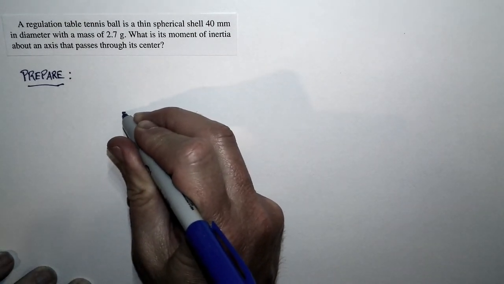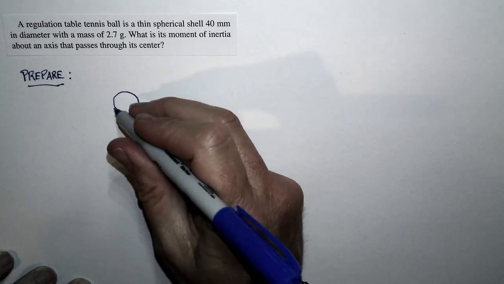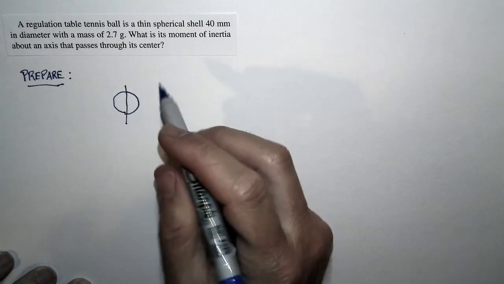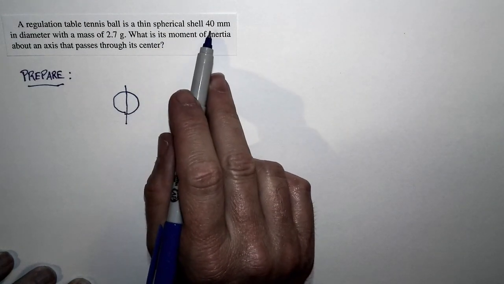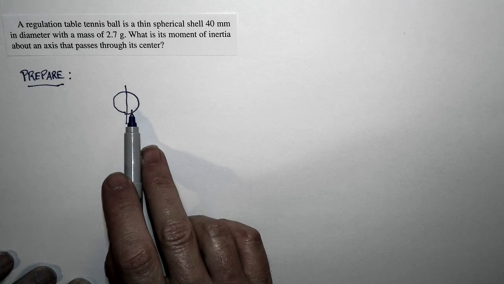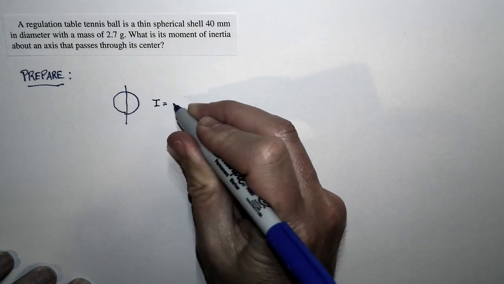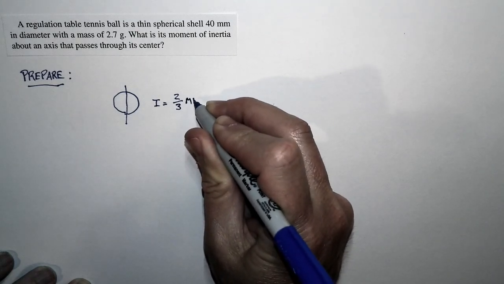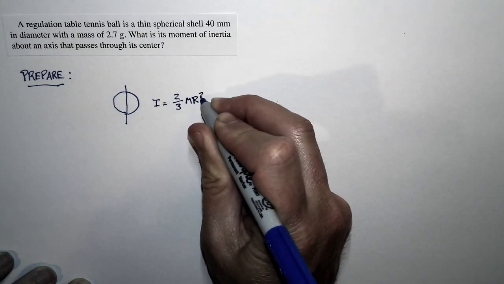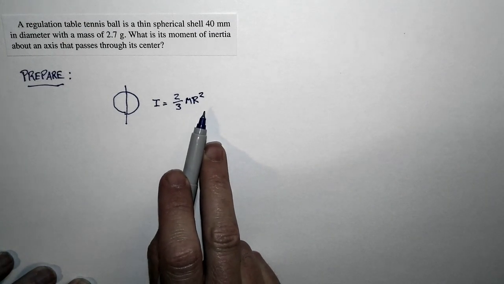We're asked to compute the moment of inertia of a table tennis ball about an axis that passes through its center. And we're told it's a thin spherical shell. Well, you know that if you've ever played table tennis. It's a very, very thin shell, and it's a sphere. We can look up the moment of inertia of a thin spherical shell in the book, and it's 2/3 times mr squared. This is the mass, and this is the radius.